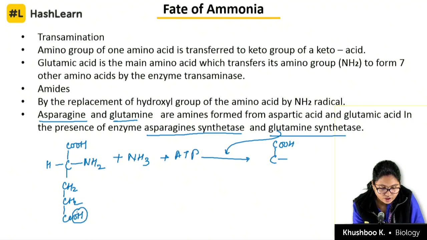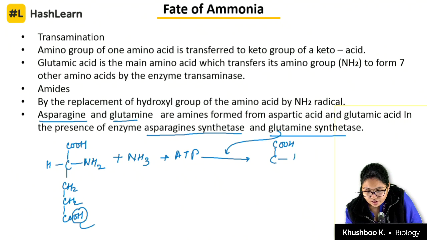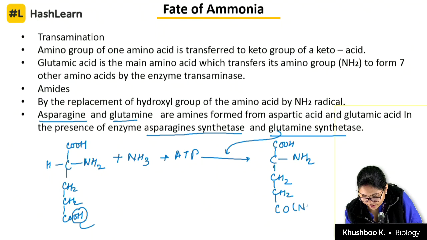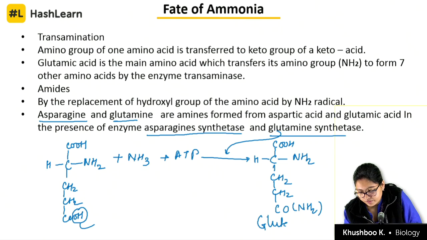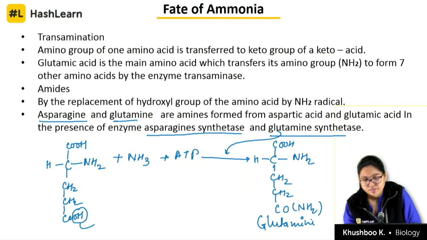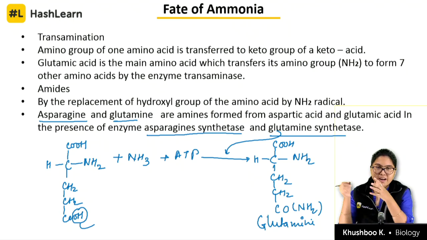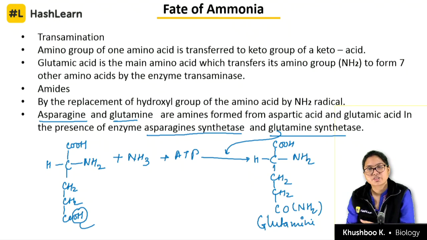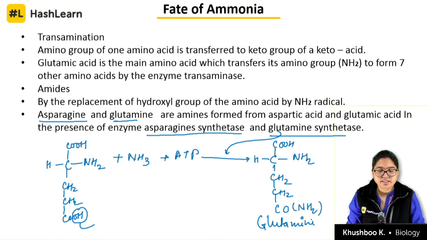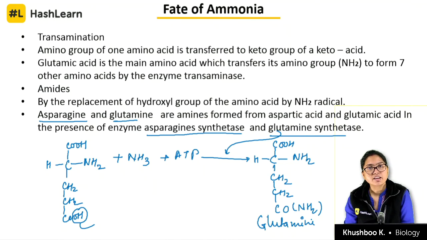So, from here the hydroxyl group is removed, and you will get glutamine, okay. So, CO and it will be NH2, and here we have the H. So, this is glutamine, okay. And then if this glutamine reacts with aspartic acid, it will form asparagine, okay, and there the enzyme asparagine synthase will be required.